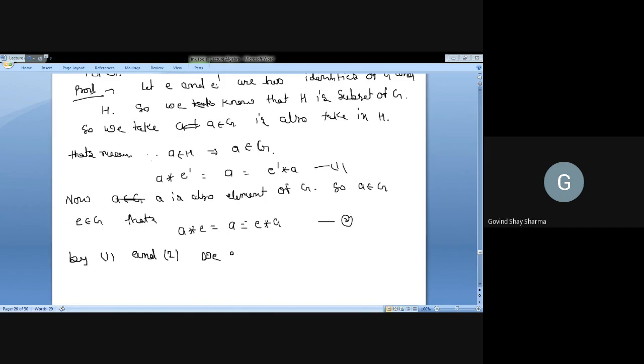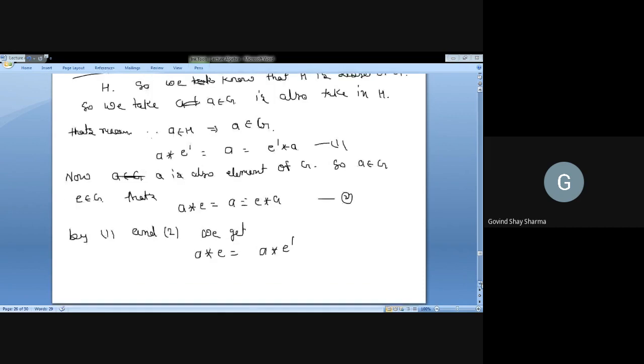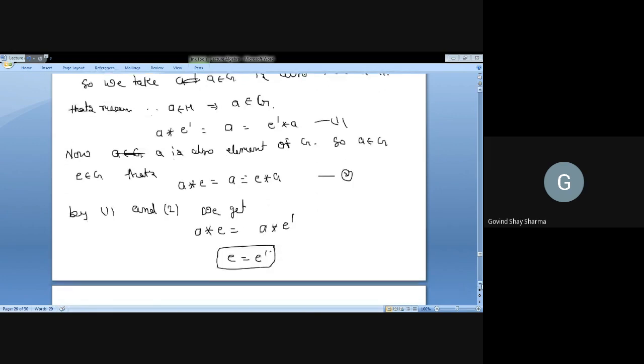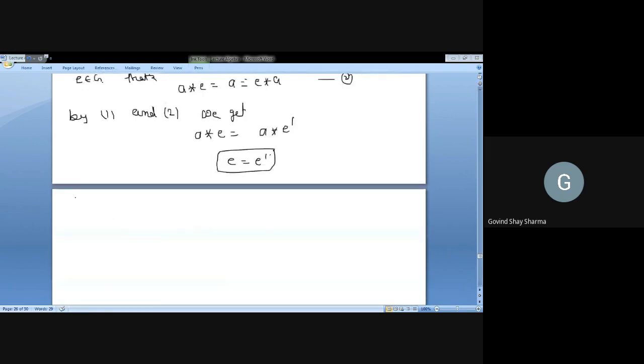We get A star E dash equals A star E. That means E dash is equal to E, the identity element is the same in G. दोनों में identity element same है.